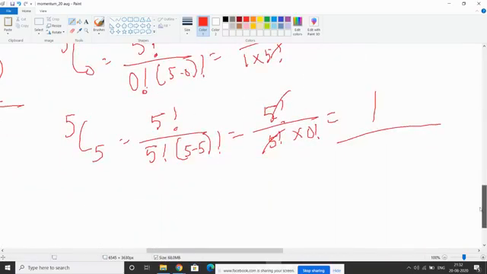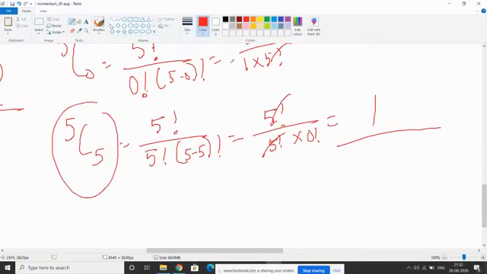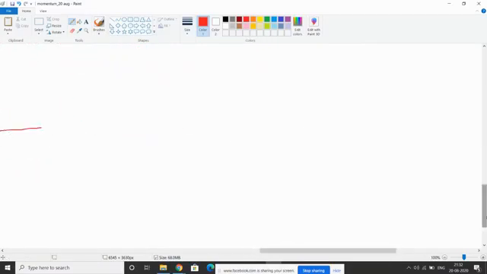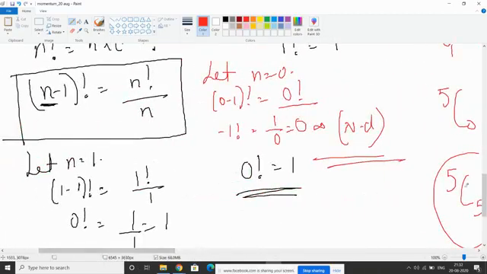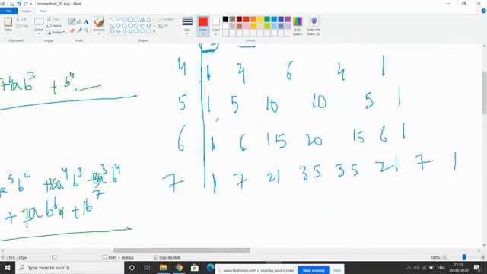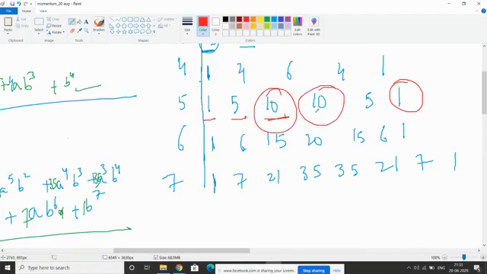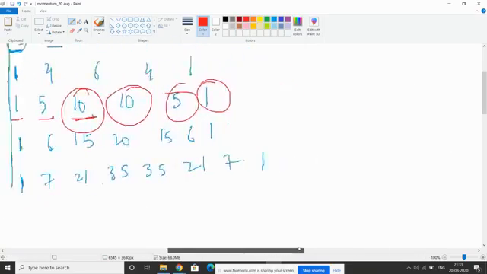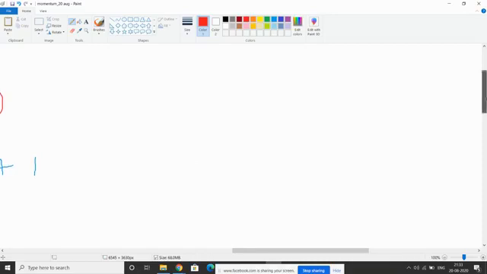So 5C5 is 1, 5C0 is 1, 5C1 is 5, and we have made the Pascal triangle for 5, right? See, it's matching with when n is equal to 5. 1, 5, and 5C2 is 10. If you find 5C3, you will get 10. 5C4 will be 5.